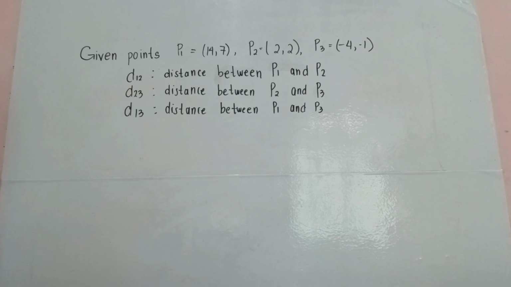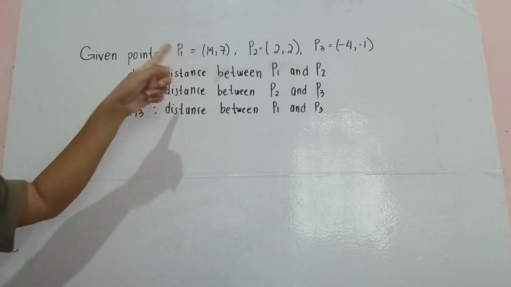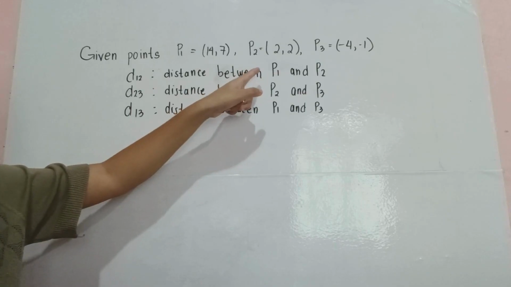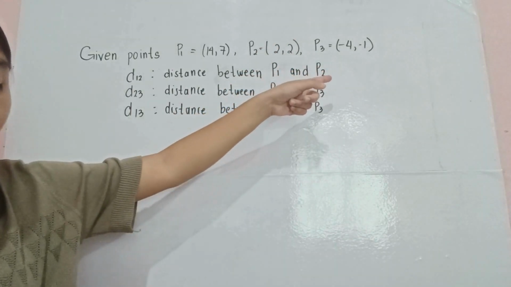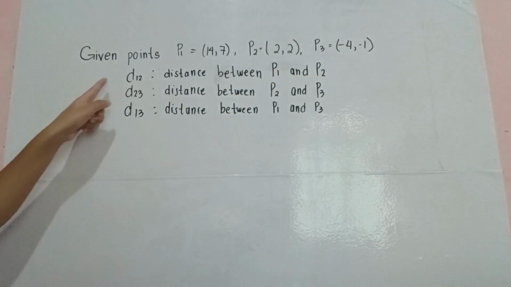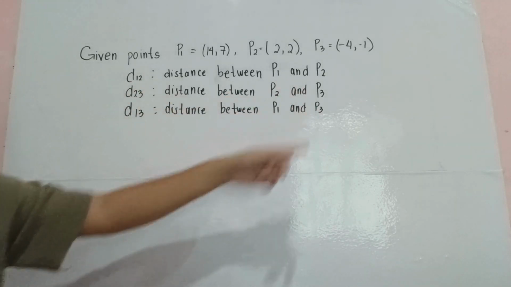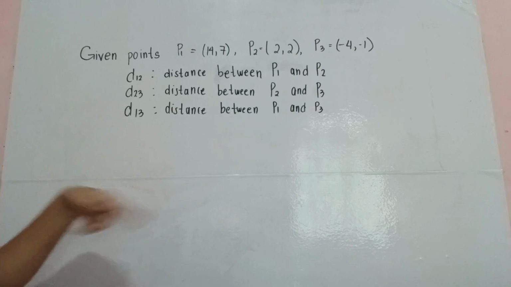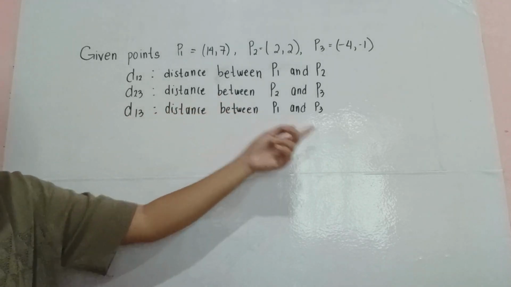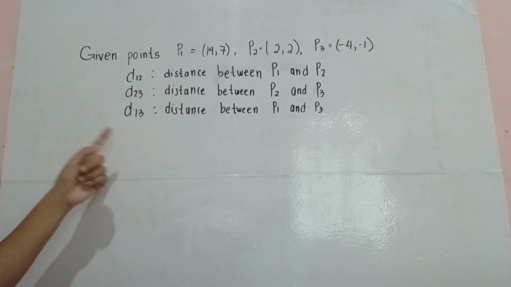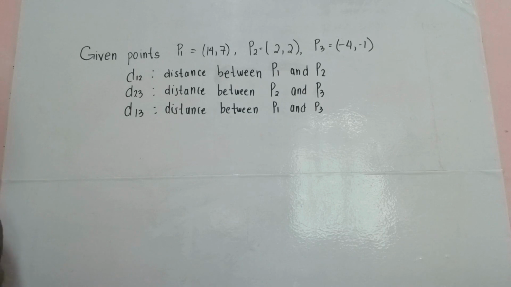Let's label our points to make it easier to refer to them in calculations. For point 1, we have (14, 7). Point 2, we have (2, 2). And point 3 will be (-4, -1). Also, we will use d sub 12, which will represent the distance between point 1 and point 2, d sub 23, which will represent the distance between point 2 and point 3, and also d sub 13 to represent the distance between point 1 and point 3.